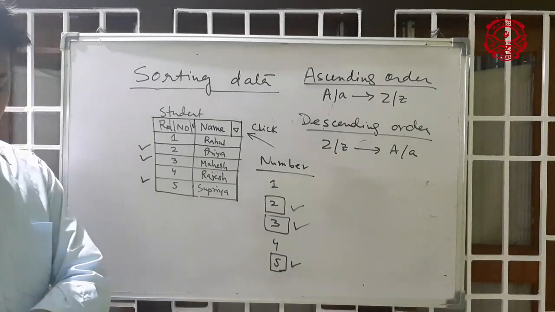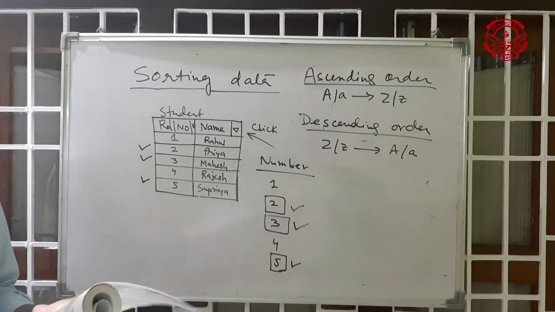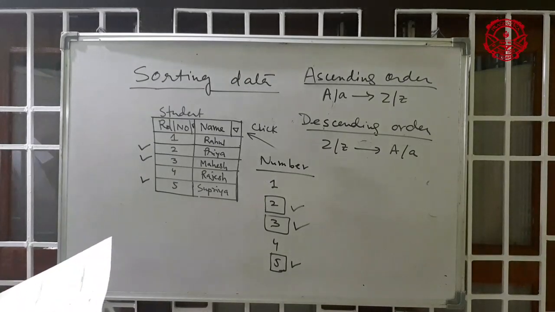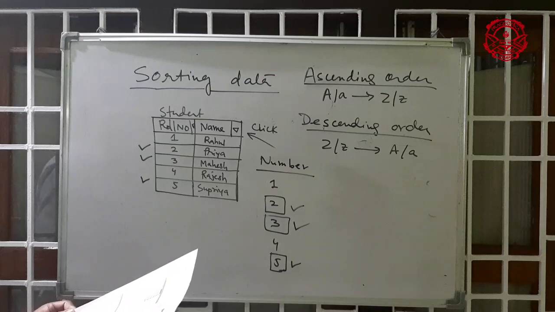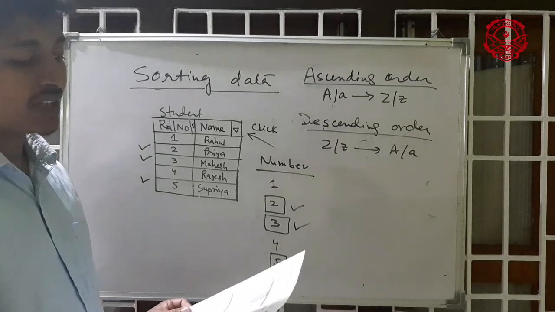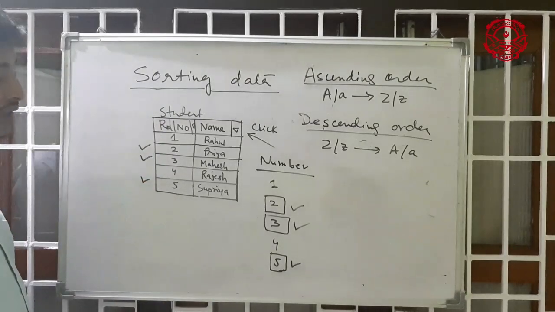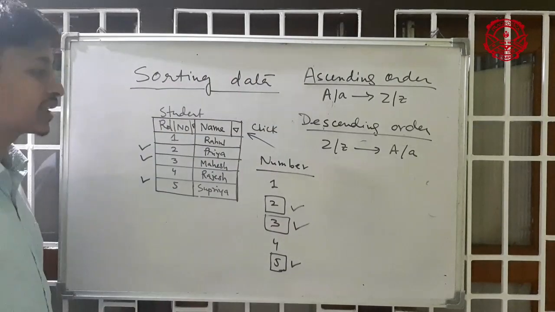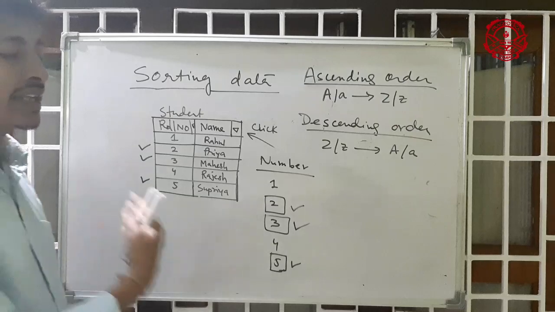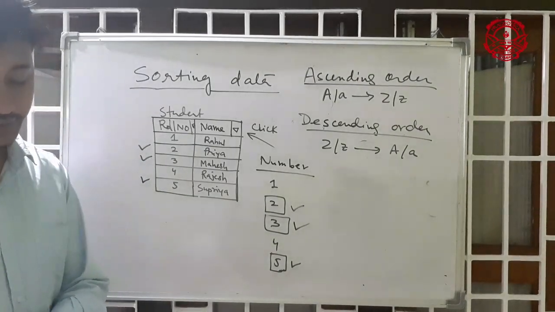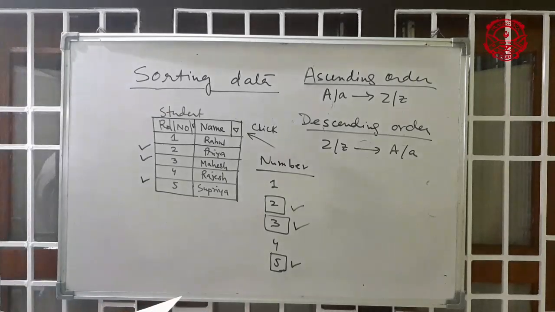This is called sorting. Now on the next page, click Sort Smallest to Largest. It means the smallest comes first, roll number 1 to 5, in ascending order. So in this way you can arrange and sort the data. It is very easy. You just follow the steps and apply these things.